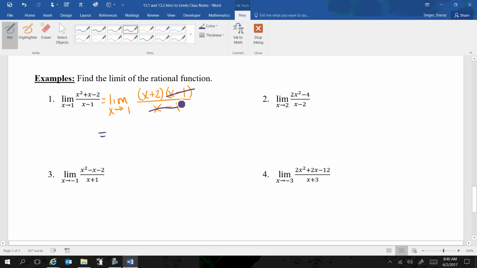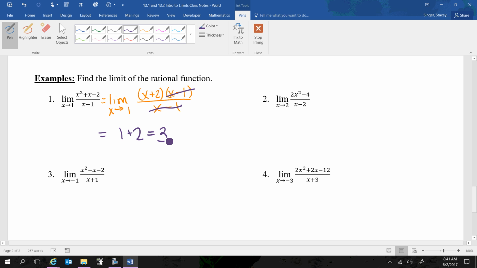So, evaluating limits, what do I do? Plug 1 into my function where the x is, so it'd just be 1 plus 2, which gives me 3. Ta-da!